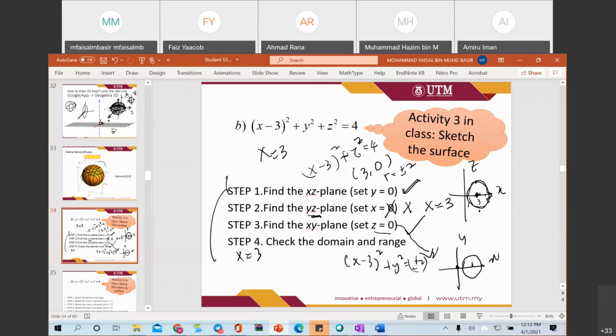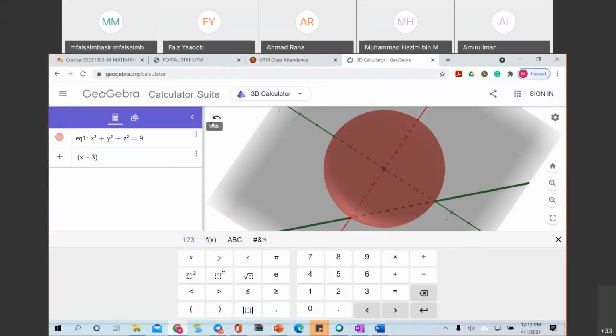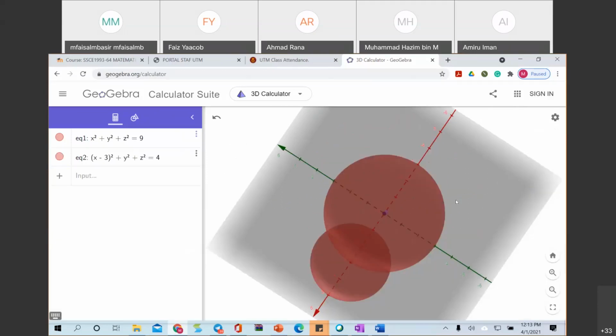When x equals to 3, what do you have? This is gone. Y squared plus z squared equals to 2 plus minus 2. So you have a center here. Okay. So when you draw, try to draw in GeoGebra x minus 3 plus y squared plus z squared equals to 4. So you can see.